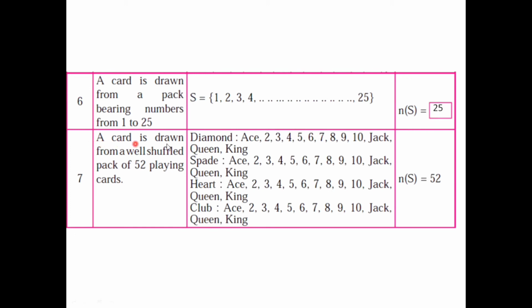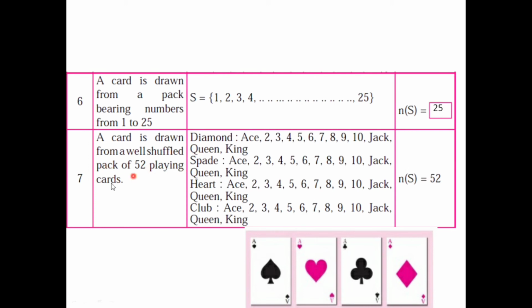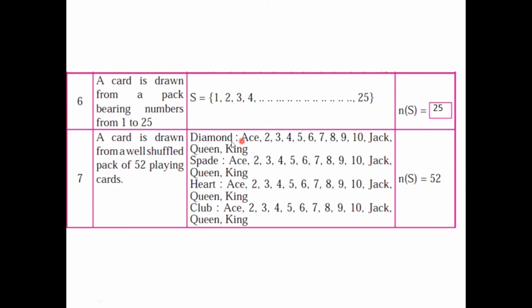Another random experiment is a card drawn from a well-shuffled pack of 52 playing cards. As we know, there are 4 types of cards: diamond, spade, heart, and club. And for each type, we have cards from ace, 2, 3 up to jack, queen, and king. That means for each type there are 13 cards. So in all, we get 52 sample points. That's why N of S is equal to 52. So these are some random experiments for which we have studied the sample space and the sample points.